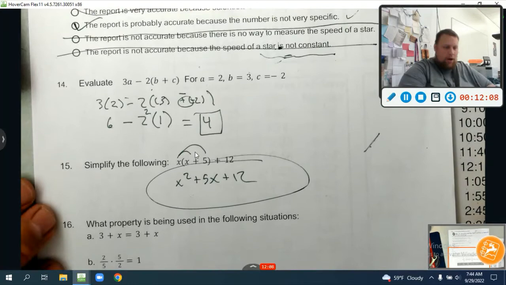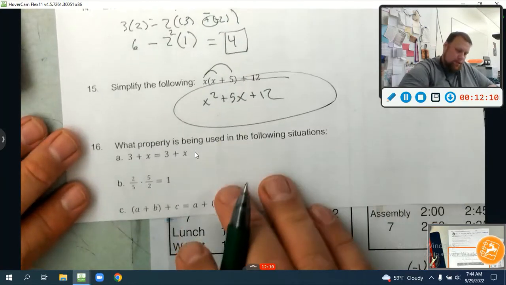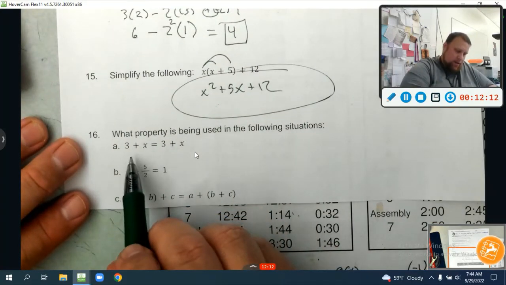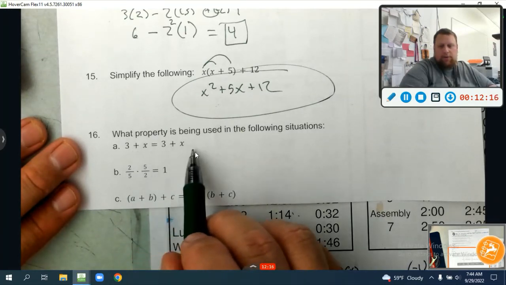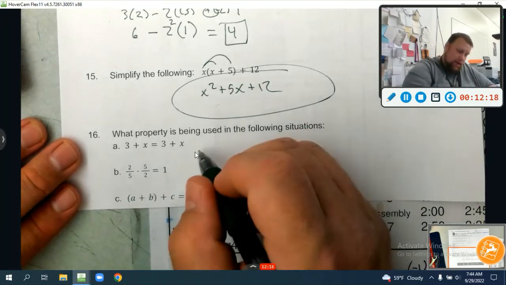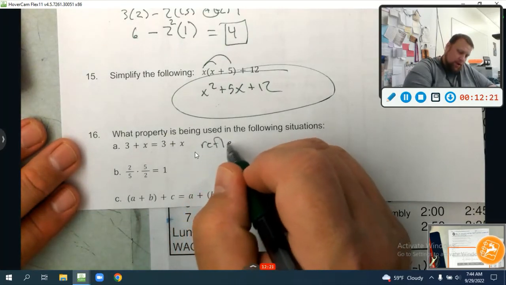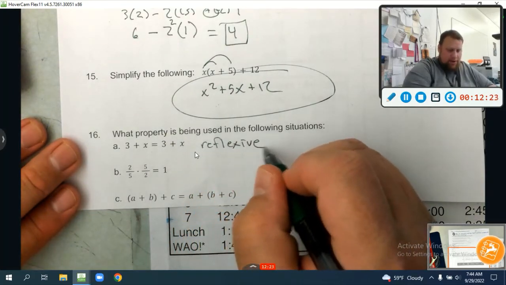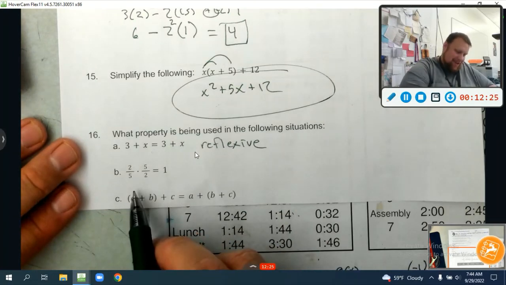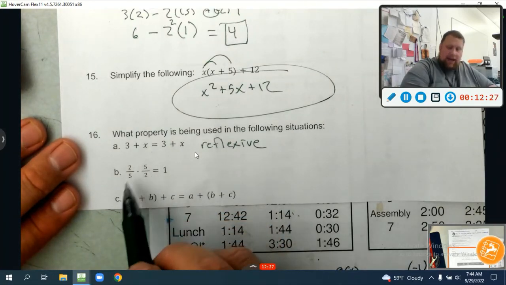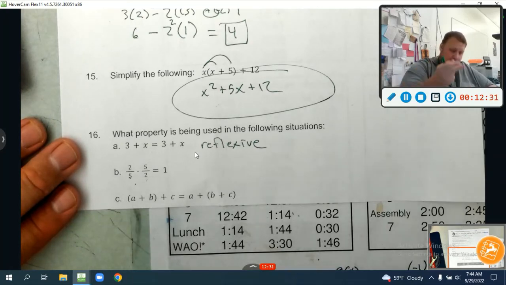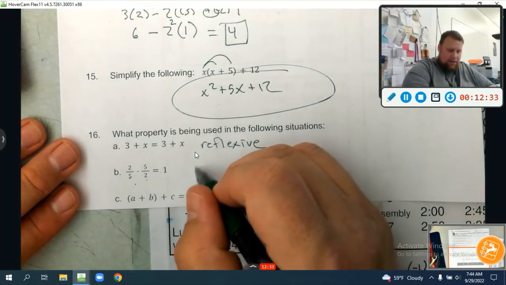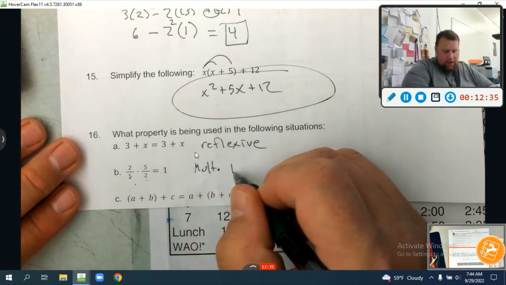Now let's talk about properties, guys. Which property says that I can take 3 plus x and say it's equal to 3 plus x? Well, the same thing equal to the same thing is the reflexive property. You're welcome, Mr. Schlichter. Which property says that, I actually said this earlier, a number times its reciprocal. Remember, reciprocal just means flip it, is equal to 1. That is the multiplicative inverse.